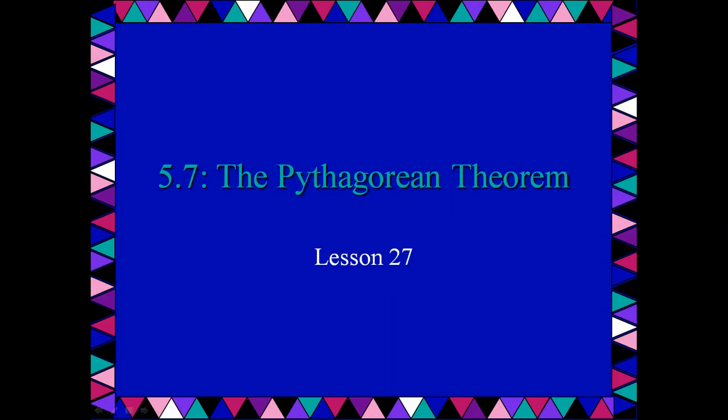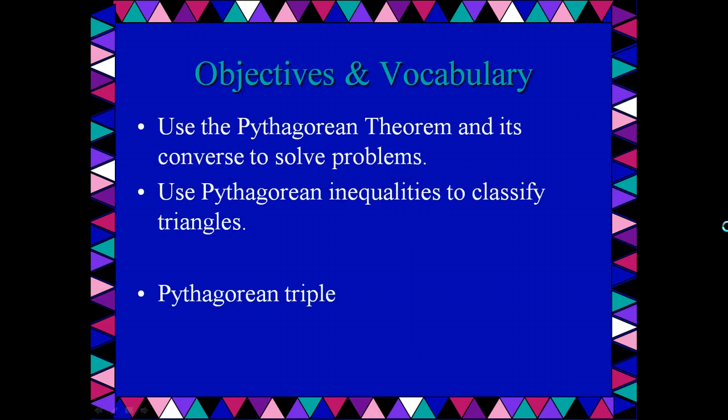Lesson 27, the Pythagorean Theorem. The objectives and vocabulary for this lesson are: use the Pythagorean theorem and its converse to solve problems, use the Pythagorean inequalities to classify triangles, and your vocabulary word would be the Pythagorean triple.